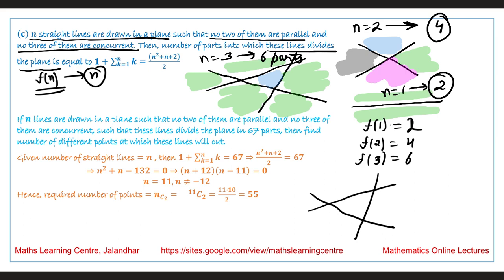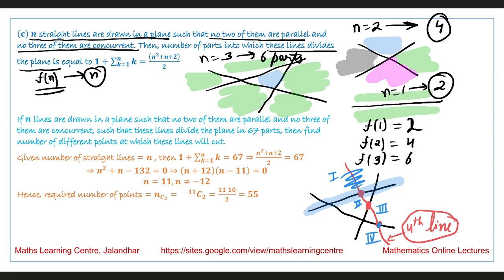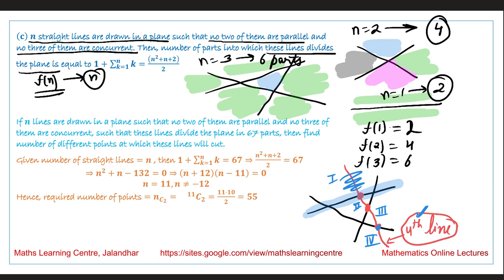If I add the 4th line over here, this 4th line is intersecting all the 3 lines. When it intersects the first line, it enters from this region, region 1, into the second region. When it intersects the second line, it enters the third region, and when it intersects at this point, it enters the 4th region. It means this 4th line that I have marked is passing through 4 different regions.